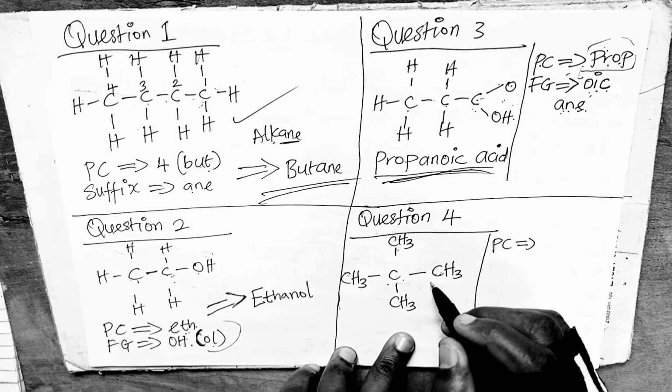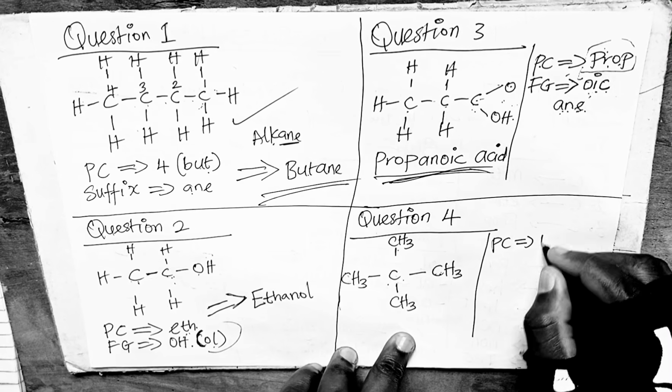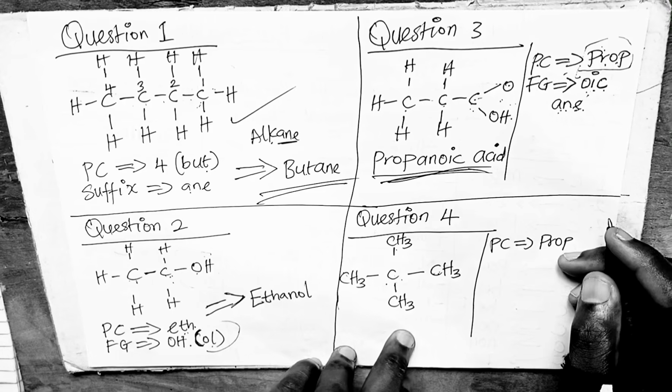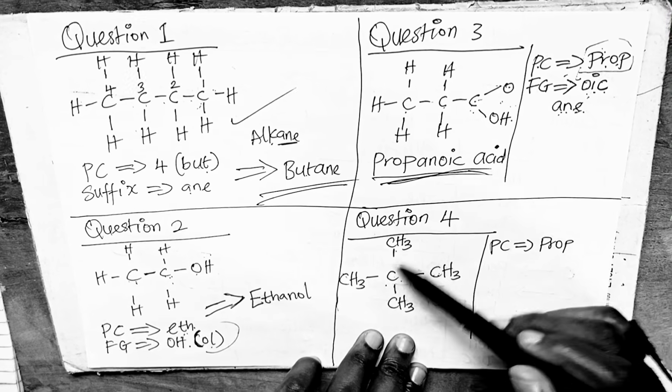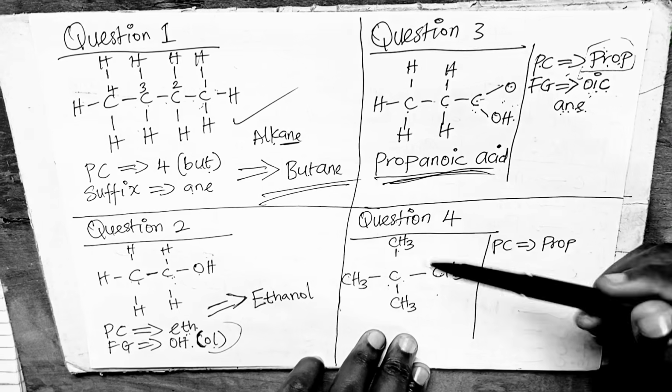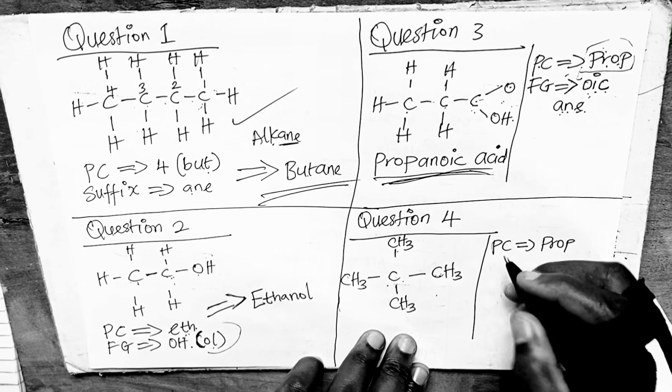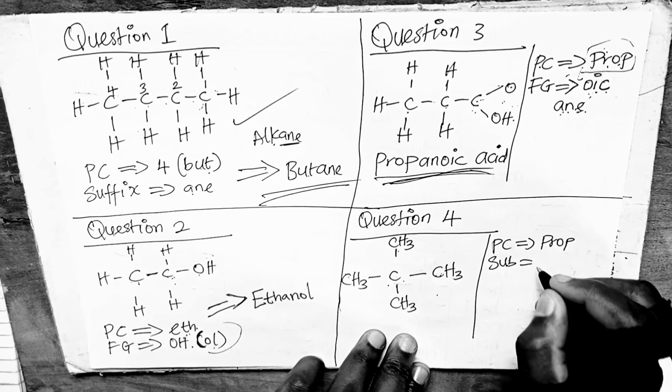First of all, the parent chain we get is 3, which is prop. That's the prefix. So what do we do next? We find if there is any functional group here. Is there any functional group here? No. All we have is the substituent CH3, which is what? Methyl. So the substituent is methyl.